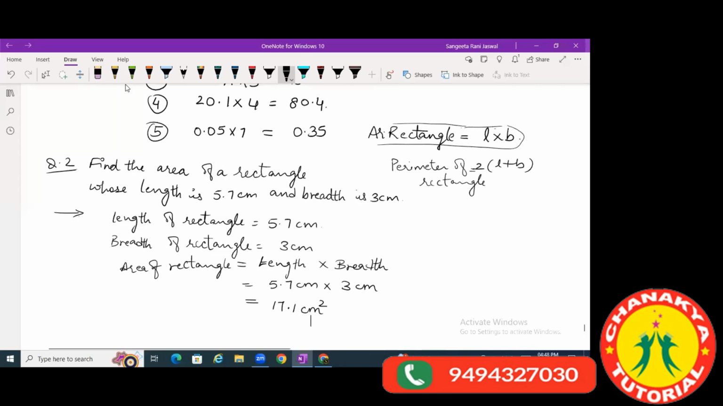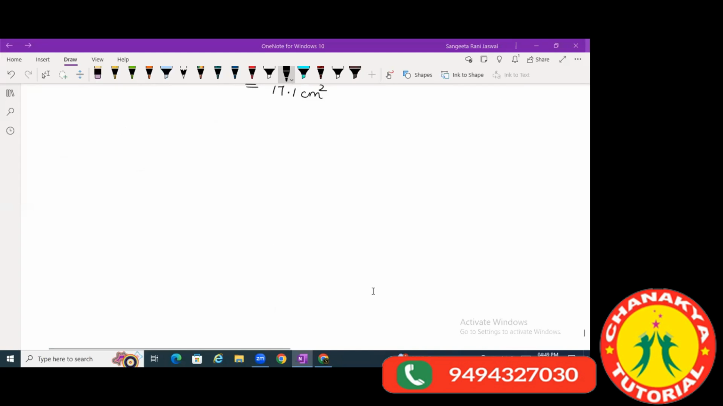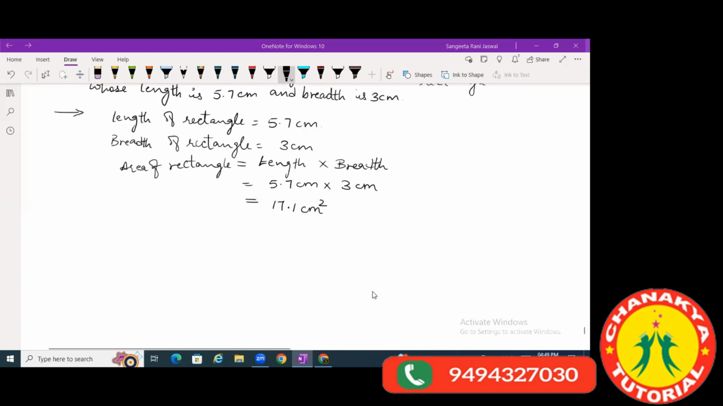Yes, children. Are you understanding? Yes, ma'am. So this you have to keep in mind. This centimeter square, the writing of the unit is very, very important here. Okay, you have special marks for this in the question. Okay, let's take another question.